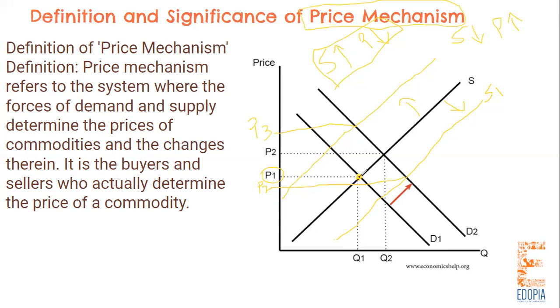We see that first our equilibrium was D1 and S0, and this was our equilibrium price, that is P1. But as the demand increases, the price increases, but as the supply increases, the price decreases. So there's an inverse relationship between supply and price, and there's a direct relationship between demand and price under the price mechanism.